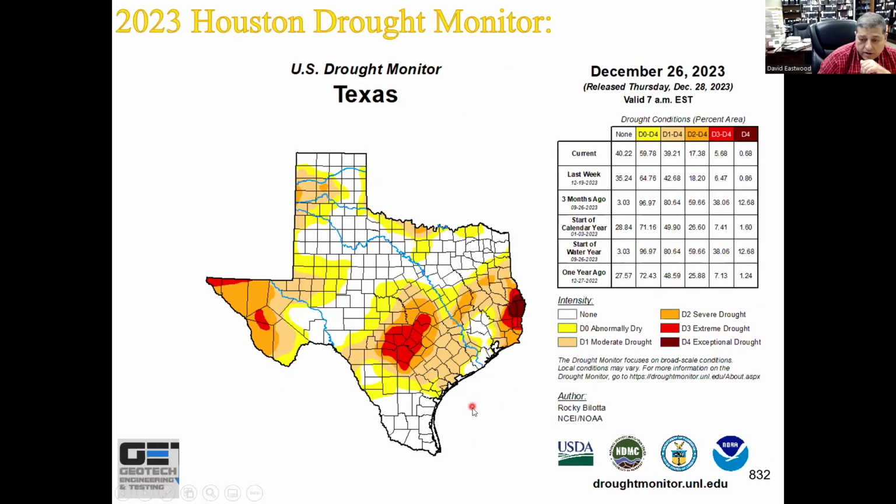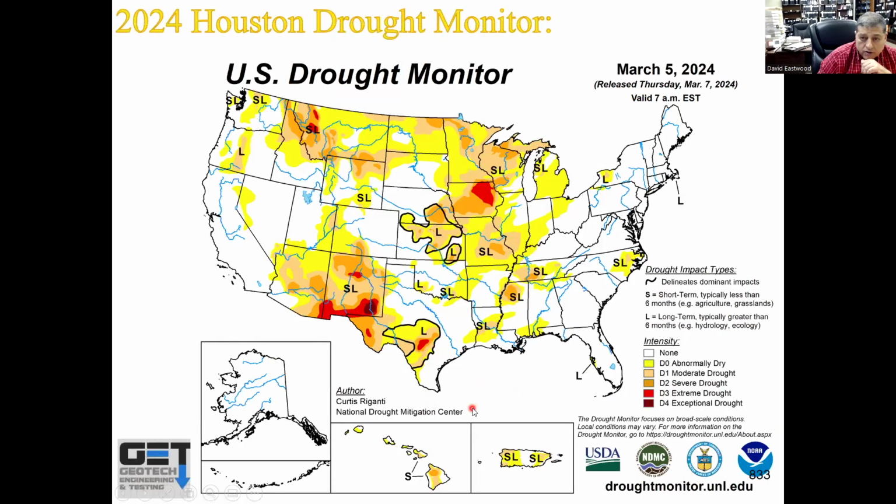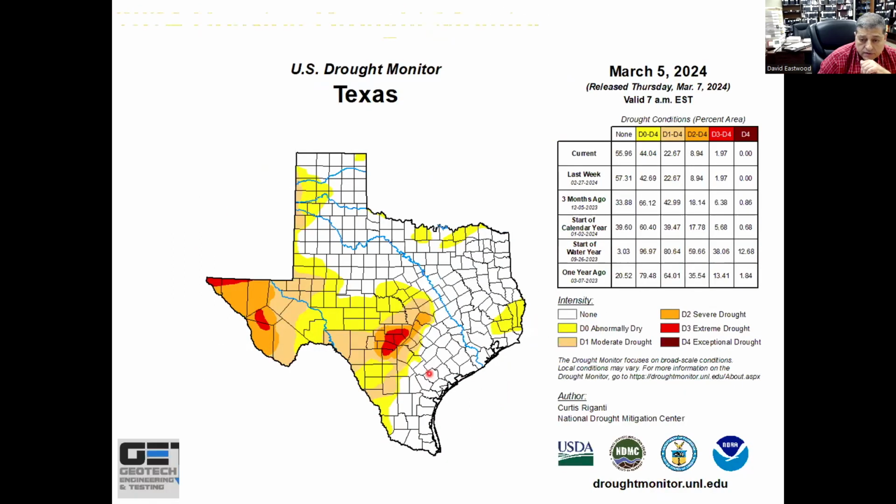Harris County was okay. In 2024, we have droughts in part of Texas. This is where the fire is. This doesn't look real bad.